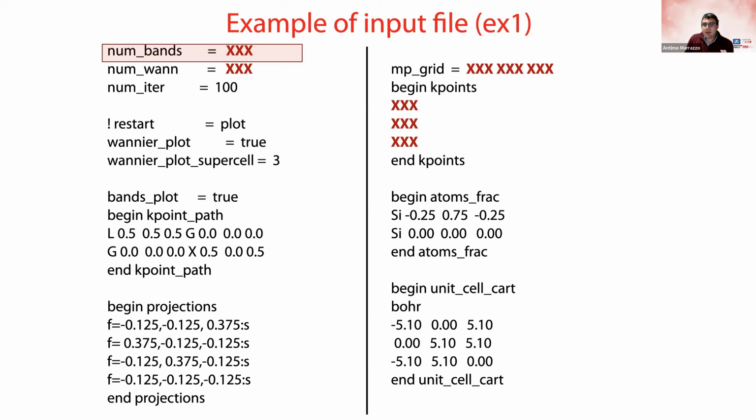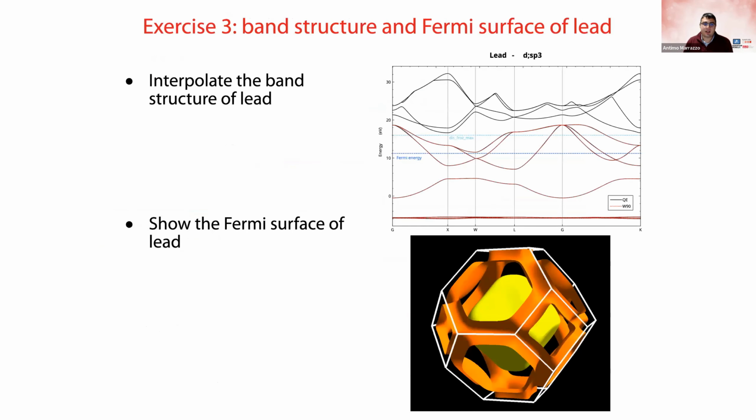You need to specify the k-point grid and explicitly list the k-points that you use. And then, of course, you need to say where the atoms are and how the unit cell is defined. And this was a way to highlight the different things.